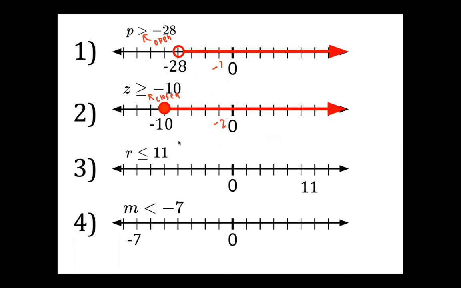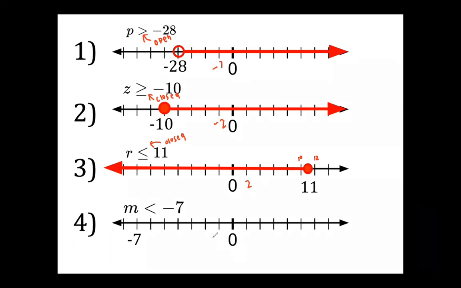For r is less than or equal to 11, first label your number line with 0 and 11. I went by units of 2, so 11 would be between 10 and 12. And you can plot a closed circle at 11 since this is less than or equal to. Once you've plotted your point, draw your arrow in the same direction as your symbol since your variable is on the left.